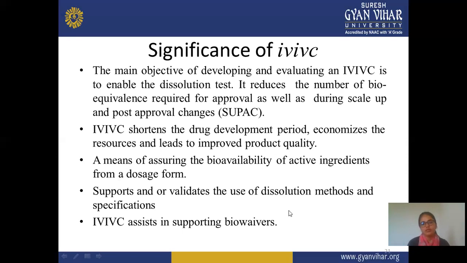Next is a means of assuring the bioavailability of the active ingredient from a dosage form. You receive a very good assured quality and bioavailability of a particular drug from its dosage form. Next is to support or validate the use of dissolution method and specification. So you check or validate whether your drug is within specification of the proper dissolution method or not. Next is IVIVC assesses supporting variables. You also study the variables with the help of IVIVC correlation.